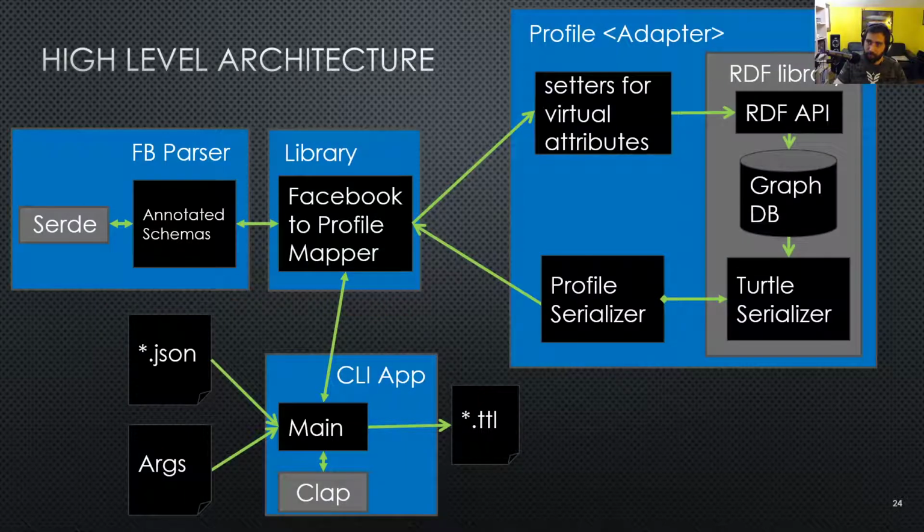So here's the architecture for the project. Like many Rust command line applications, I've broken things down into a back end and a front end. The front end provides the command line interface functionality, such as taking in files and then writing files back out to the operating system. The back end just takes an arbitrary string encoded as JSON, and it returns an arbitrary string encoded as semantic web triples encoded as Turtle, right?